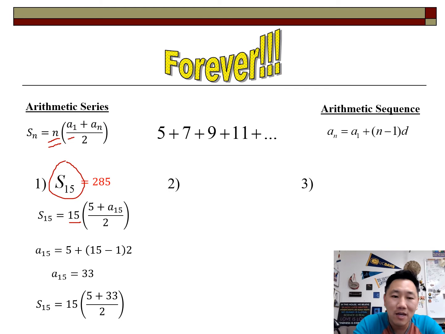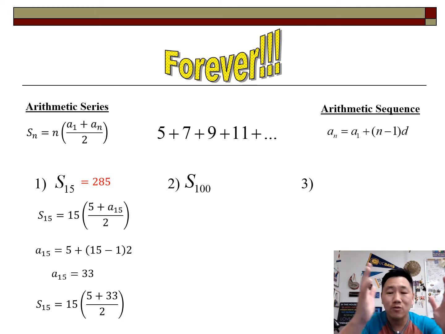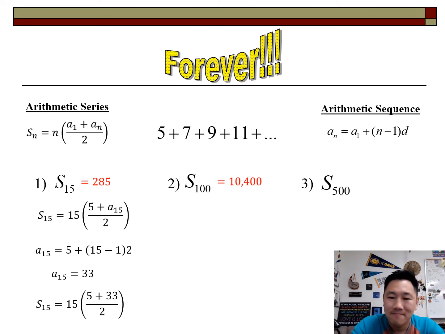Let's do the same thing, but instead of just 15, let's take the first 100 terms and add them all up. See what that looks like. Go through the same process, put it into the series formula and the arithmetic sequence formula, and we would get 10,400. What if I asked you to do the first 500 terms? That's quite a lot. Do this whole thing, and you should get 252,000.